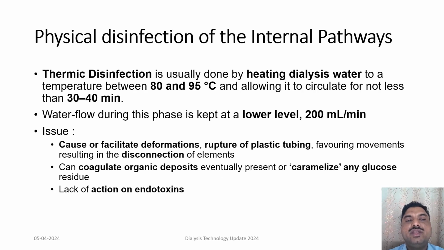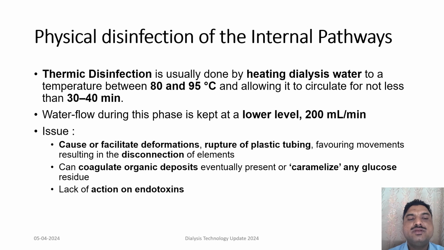So looking at the first part of our thorough disinfection, the first thing is physical disinfection, in heat and UV radiations. What we use commonly in dialysis is the thermal or heat disinfection. This is done by heating the dialysis water to a temperature of around 80 to 95 degrees Celsius and allowing it to circulate for at least 30 to 40 minutes. The flow of this water should be kept at a lower level, around 200 ml per minute.